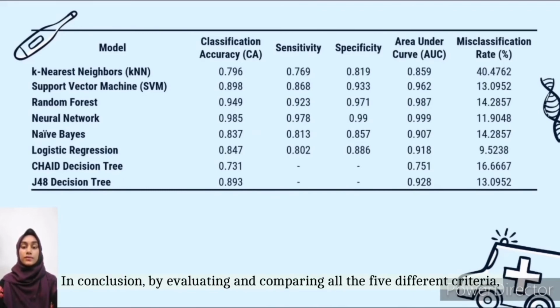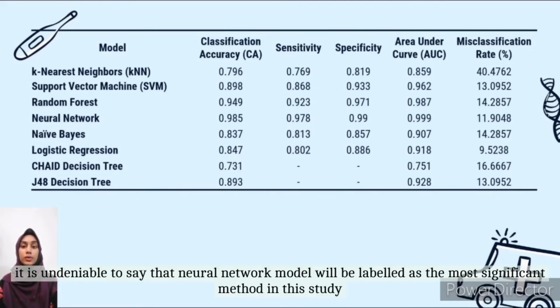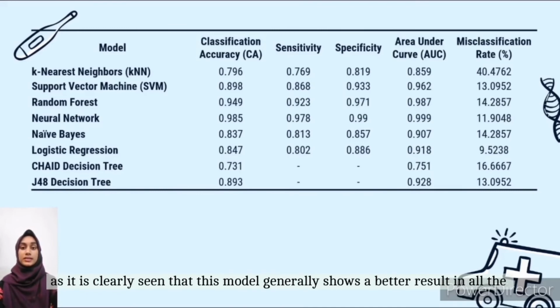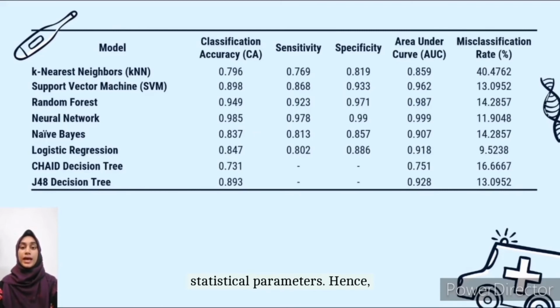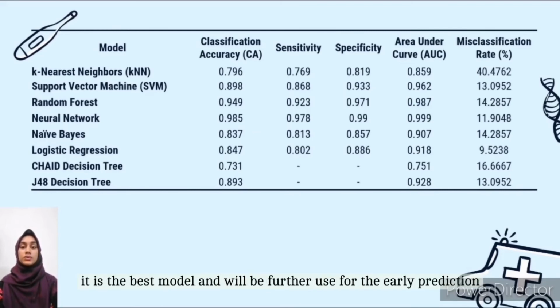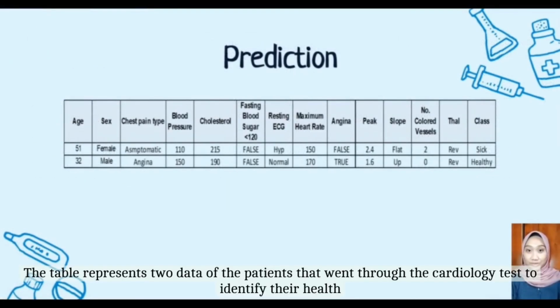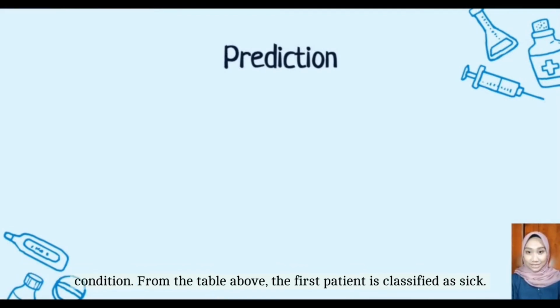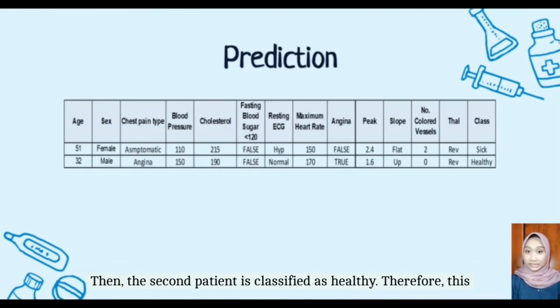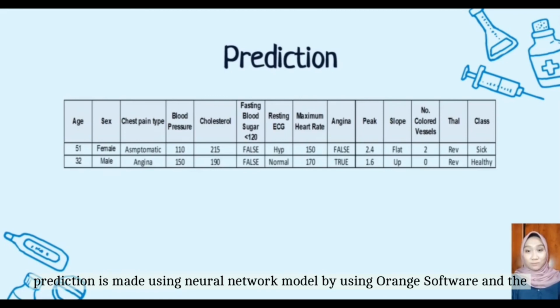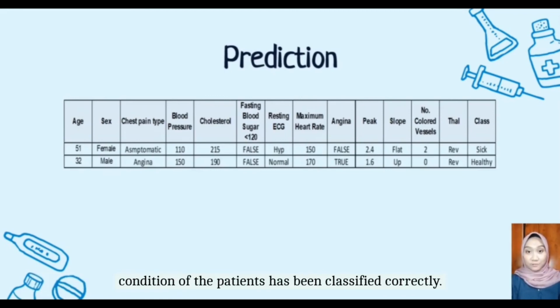In conclusion, by evaluating and comparing all the 5 different criteria, it is undeniable to say that the neural network model will be labeled as the most significant method in this study, as it is clearly seen that this model generally shows better results in all the statistical parameters. Hence, it is the best model and will be further used for the early prediction of CVDs. The table represents 2 data of patients that went through the cardiology test to identify their health condition. From the table above, the first patient is classified as sick, then the second patient is classified as healthy. Therefore, this prediction is made using neural network by using Orange software, and the condition of the patients has been classified correctly.